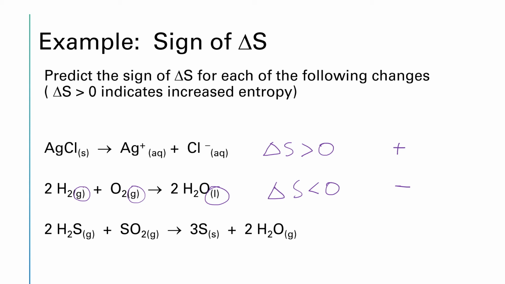And last but not least, on the left-hand side in this bottom reaction, we have 3 moles of gas. 2 of them are hydrogen sulfide and 1 of them is sulfur dioxide. On the right-hand side, we only have 2 moles of gas. That's water. The sulfurs are in the solid state, and solids have way less entropy than liquids do. We have more moles of gas on the left, fewer moles of gas on the right, so that means that entropy is decreasing. So delta S is negative, or we can put a minus sign on it.